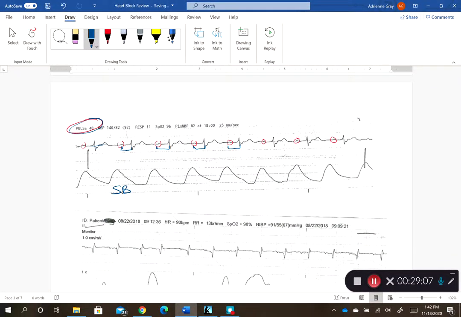So I'm just going to abbreviate that by SB at 48 beats per minute with ST segment depression, because we do have some ST depression there, and a first degree heart block because we have that long PRI.